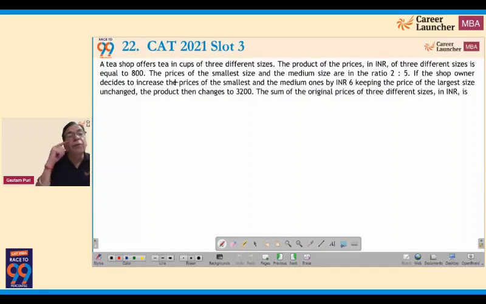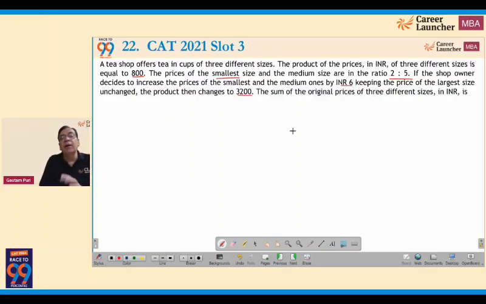Okay. A tea shop offers cups in 3 different sizes. The product of the prices is equal to 800. The prices of the smallest and the medium size are in the ratio of 2:5. If the shopkeeper decides to increase the price of the smallest and medium by 6 rupees, keeping the price of the larger size unchanged, the product changes to 3,200. Find the sum of the original prices of the three different sizes.